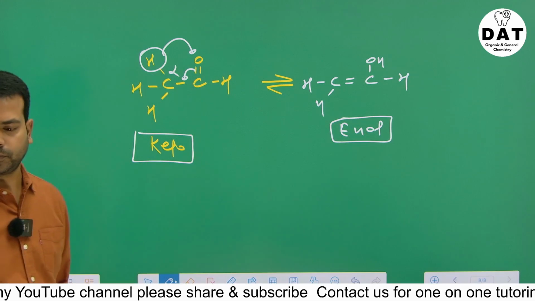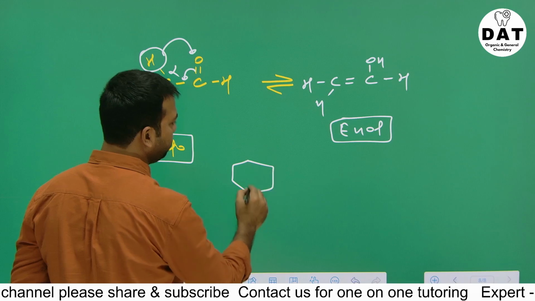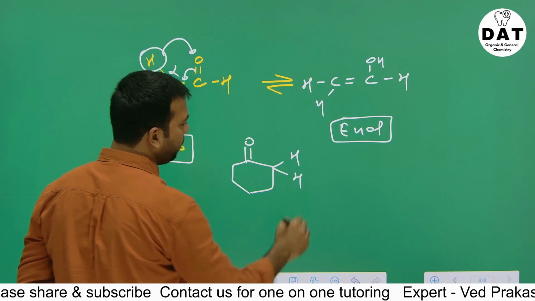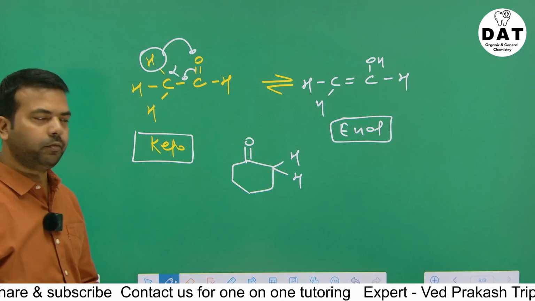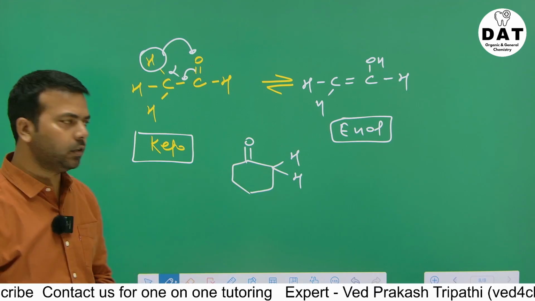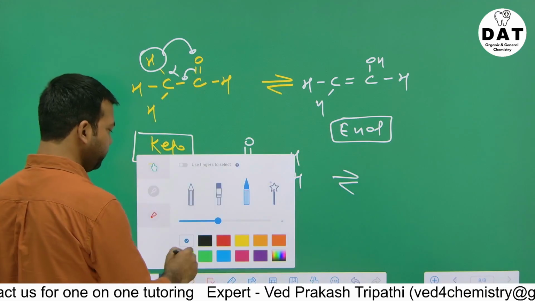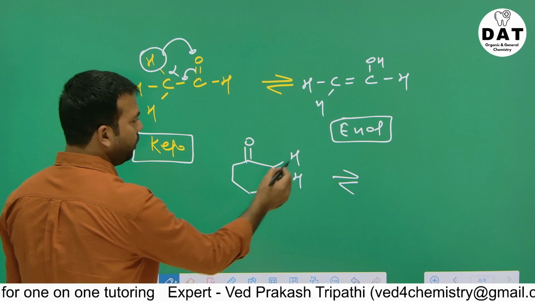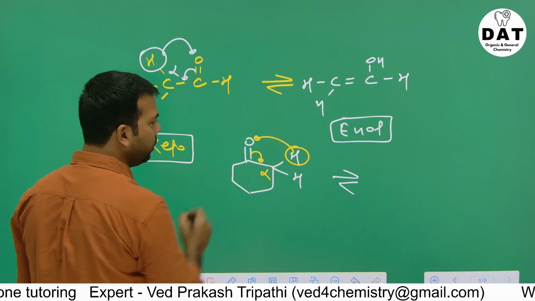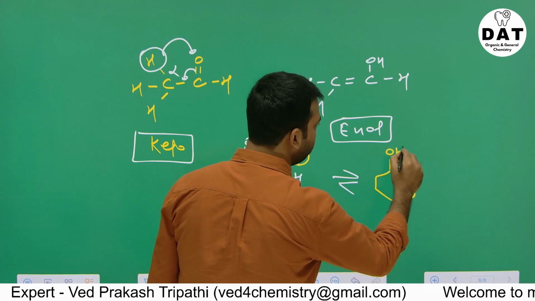Clear? We have another one, suppose this one. Now we have to draw its enol. Both sides have alpha carbon, so you can choose any one because they are both symmetrical. So as you can see, hydrogen goes with oxygen, double bond on alpha carbon. So this is my enol. Clear?